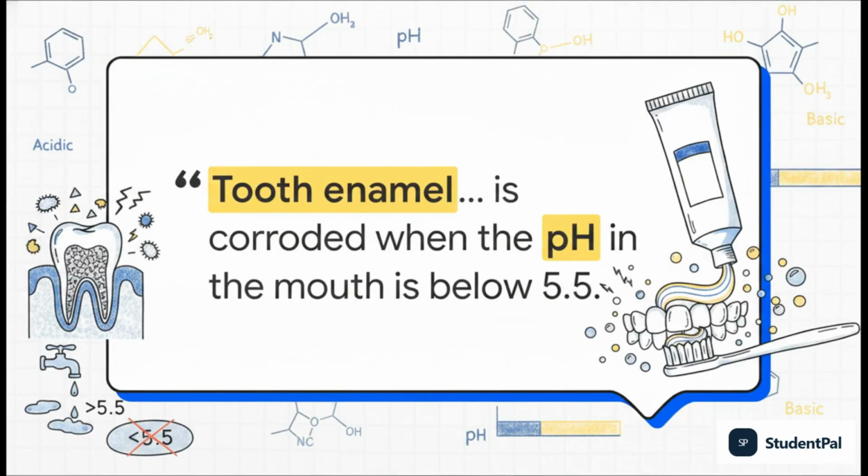Here is another incredibly cool biological application. Your tooth enamel is actually the hardest substance in your entire body. It doesn't even dissolve in water. However, after you eat, bacteria in your mouth degrade leftover sugar and food particles, producing acid. If this drops the pH in your mouth below 5.5, your incredibly hard tooth enamel literally begins to corrode. This is tooth decay.